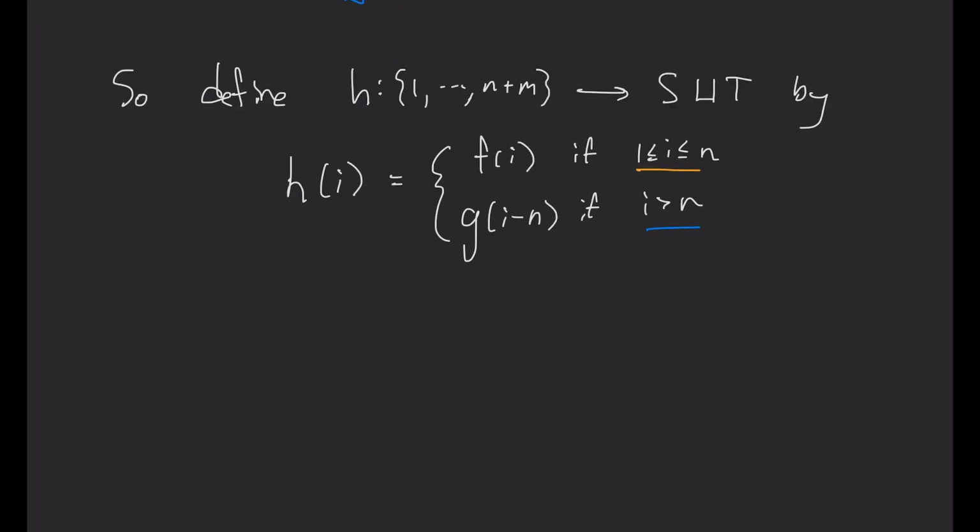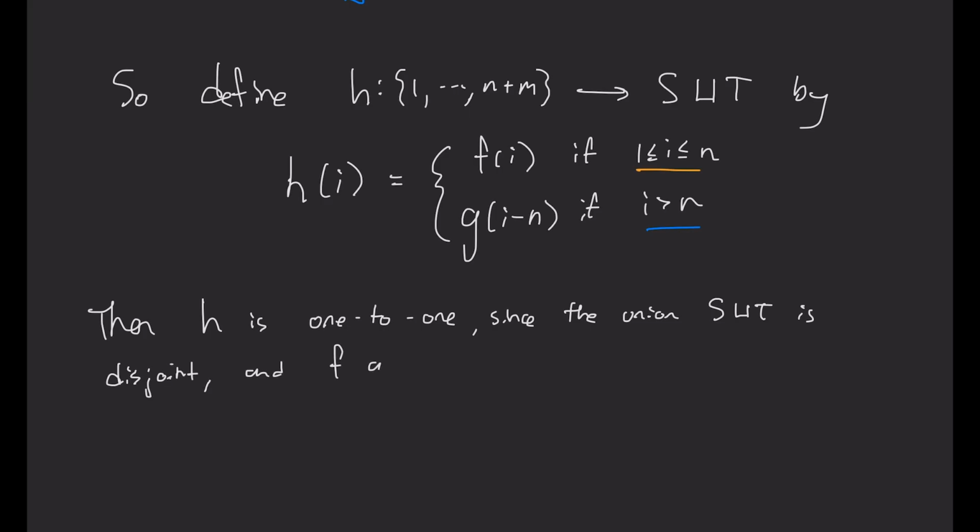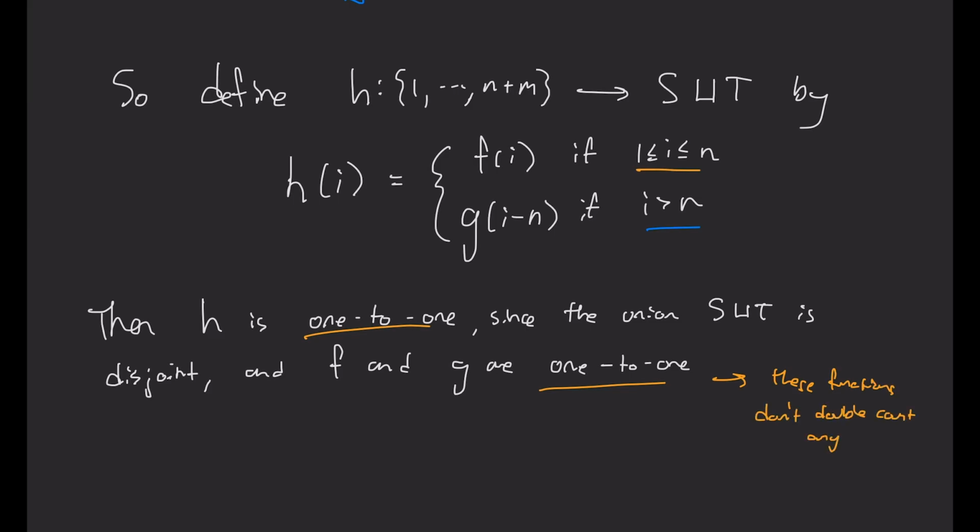Then surely h is injective. It's one-to-one, since both f and g are injective, and the union S union T is disjoint. So in other words, there's no overlap between them. That means that we're not double counting anything with h.